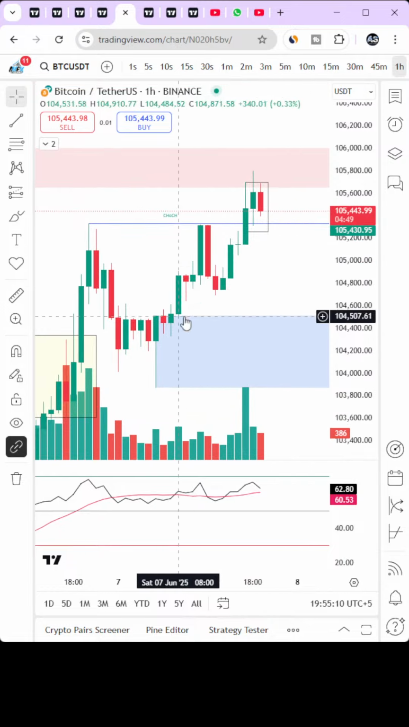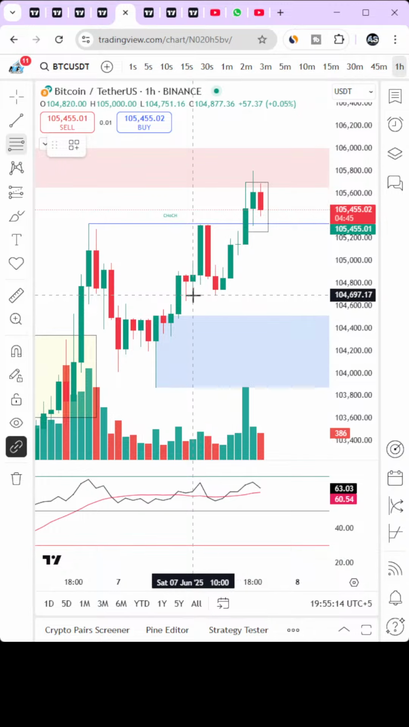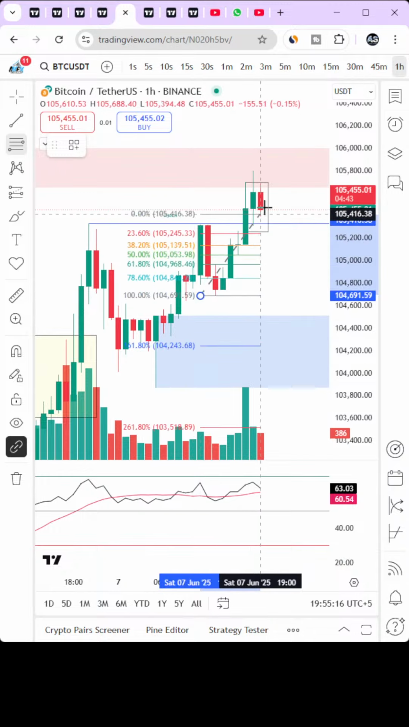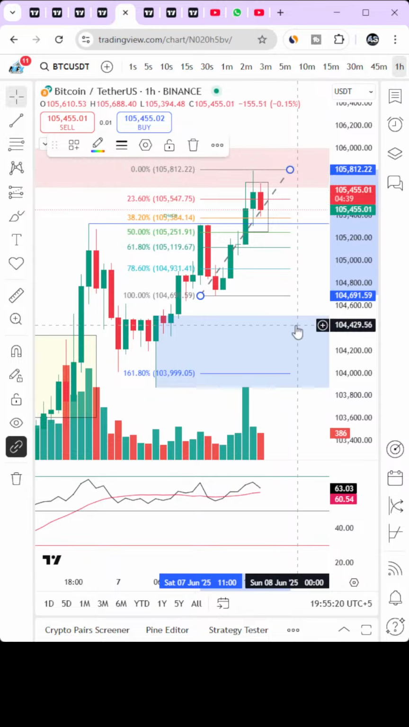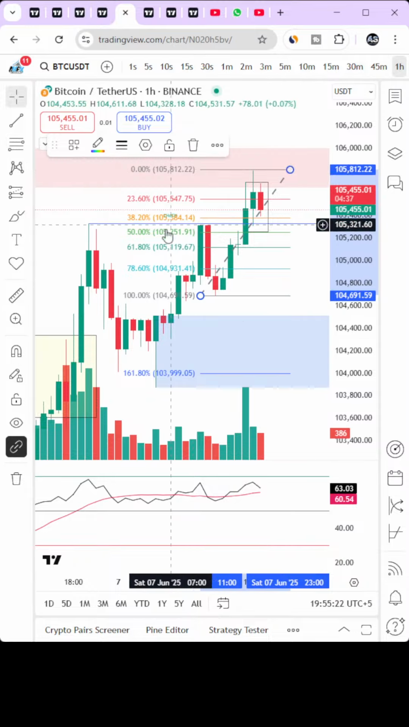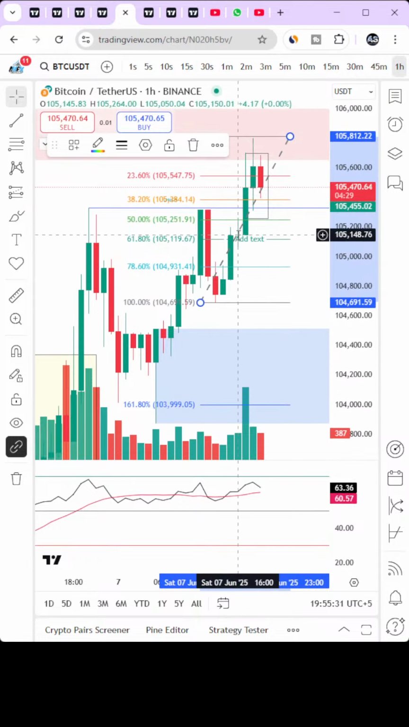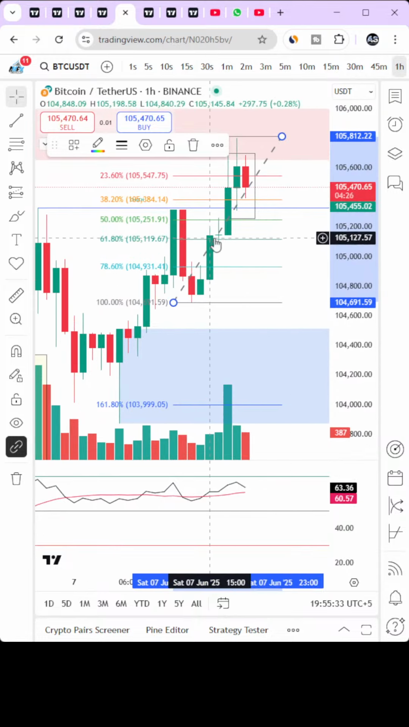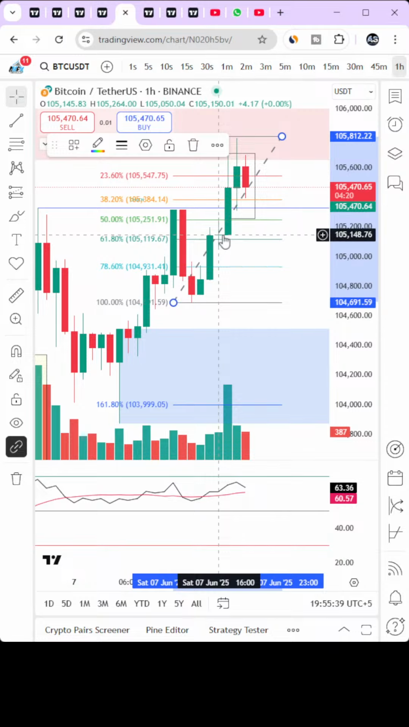Now, where the market could come, we are plotting the Fibonacci retracement. This is the golden ratio, 50 to 61%, and here is also a hidden order block. This is the hidden order block. I am showing you in the 30 minutes time frame. It will be the red candle here.